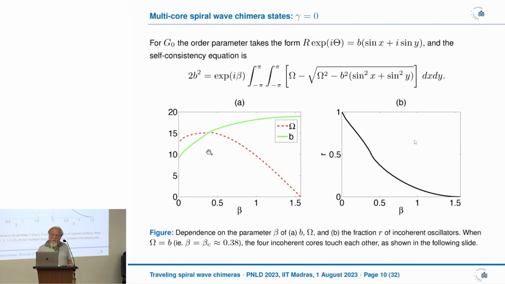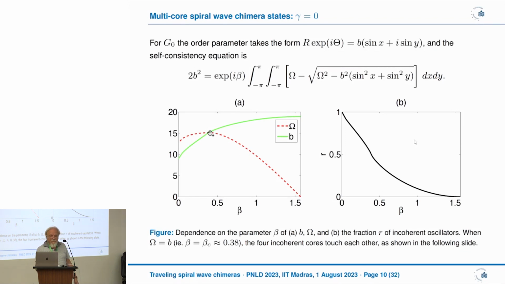And so here is a typical solution. Here I'm varying that phase lag parameter in terms of beta. You can see b in green here as a function of beta, and the overall frequency in red over here. On the figure on the right, you see the fraction of the oscillators that are synchronized, that are coherent. It starts at 1 when beta is 0, that's alpha is pi over 2, and then it decreases with increasing beta.